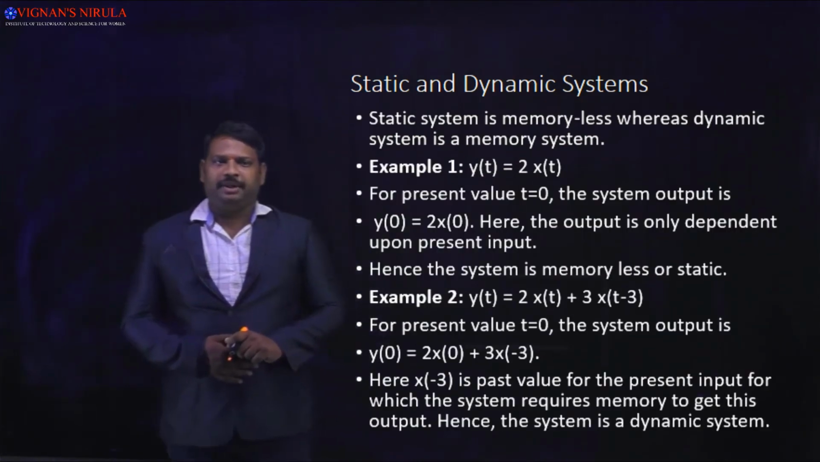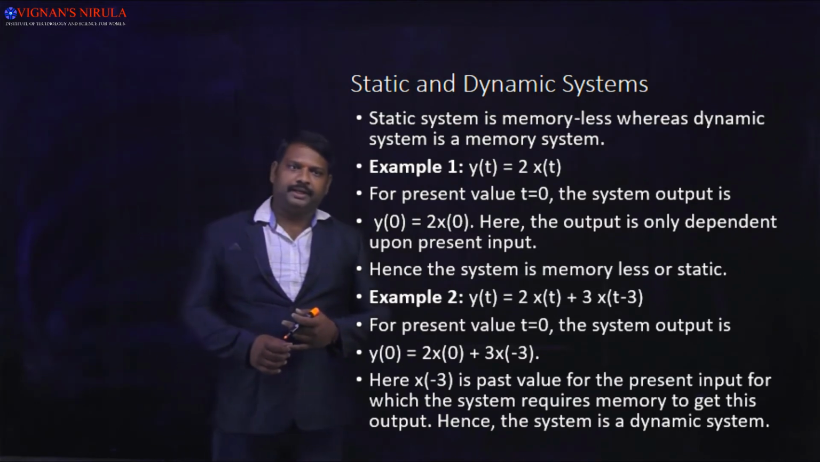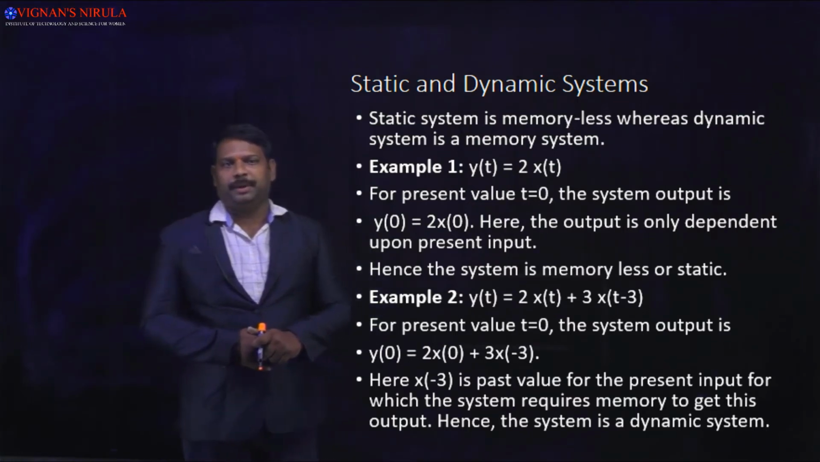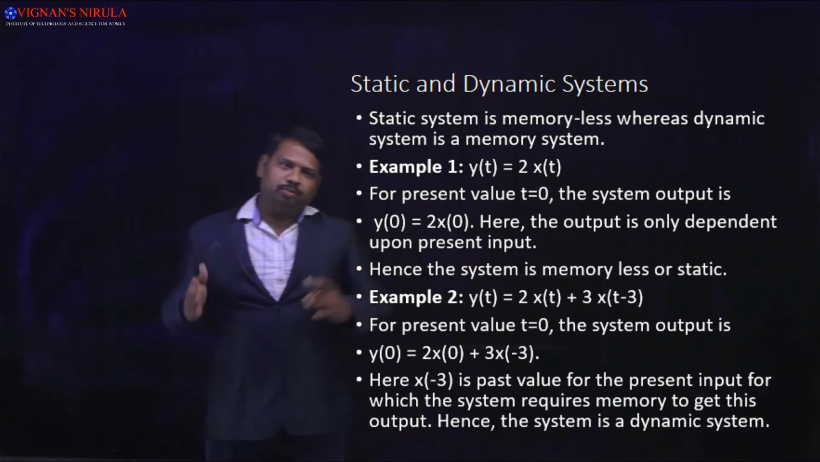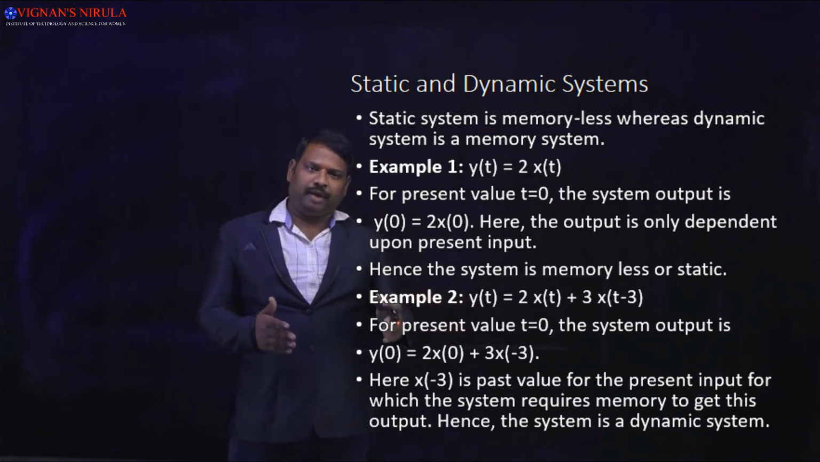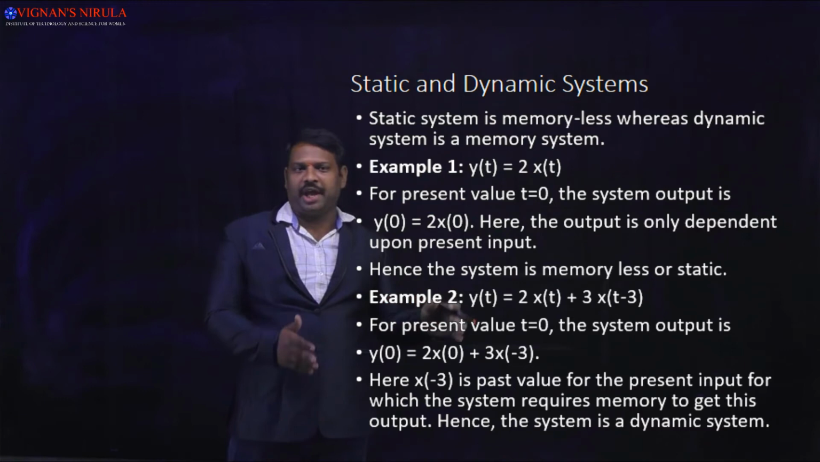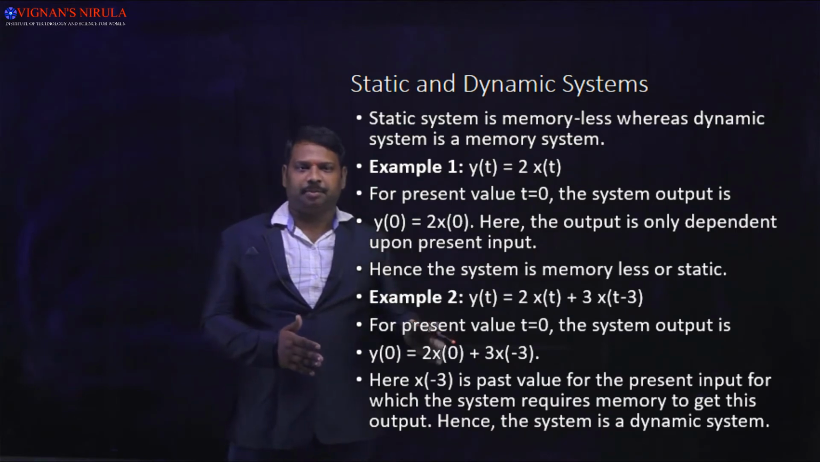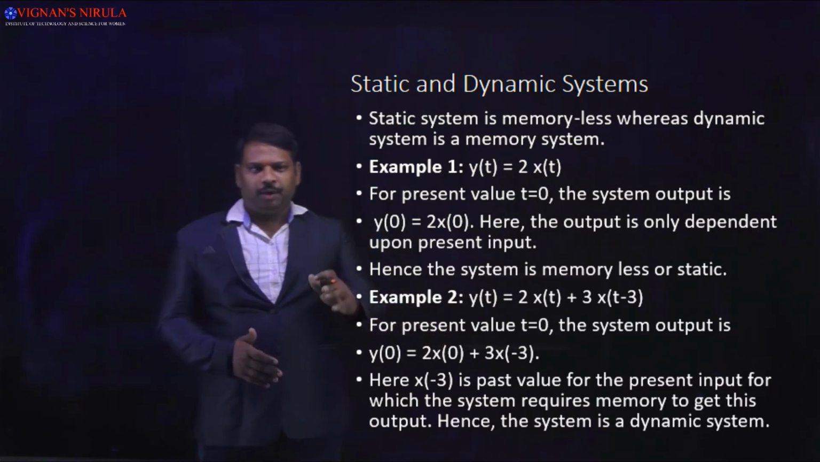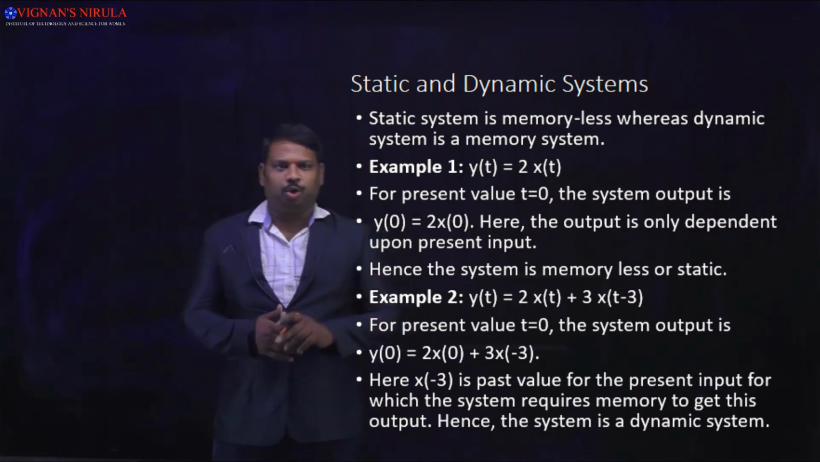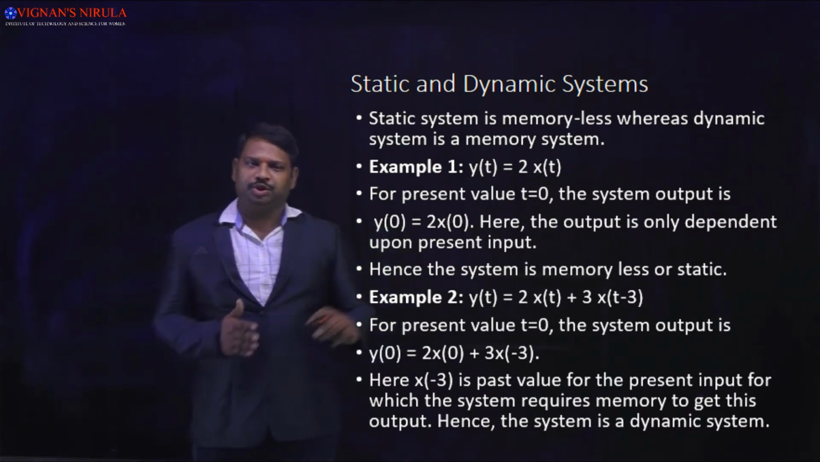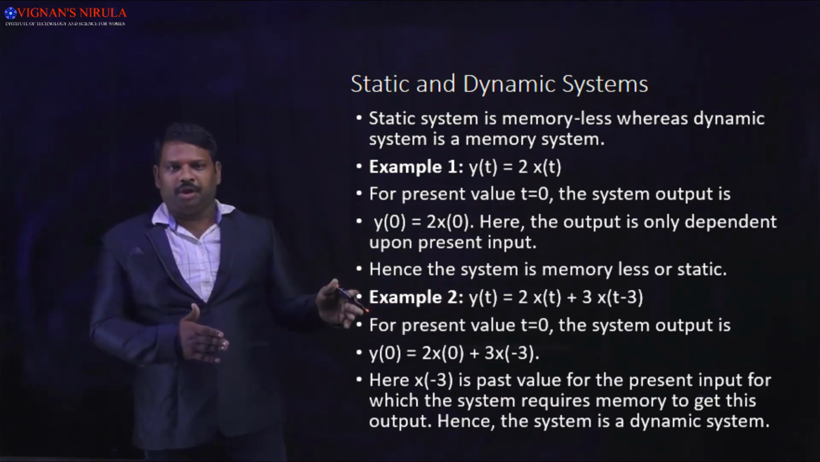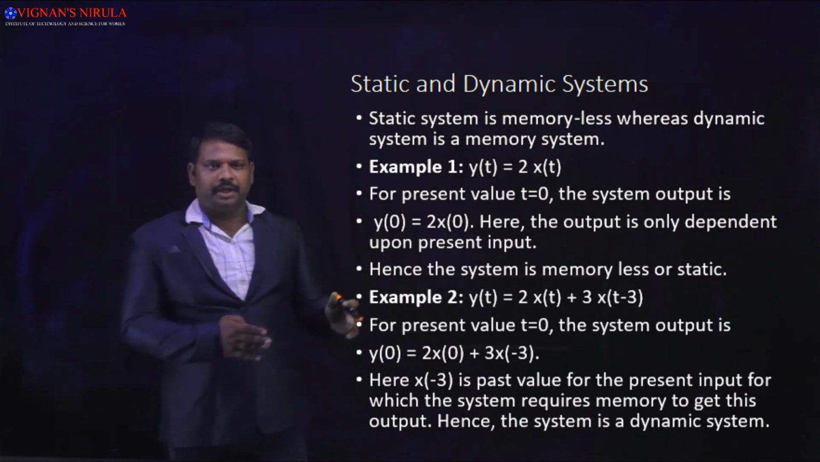Next are the static and dynamic systems. Static systems are memoryless systems, whereas dynamic systems are memory systems. When the output requires a memory to store its values, it's called a memory system, which is a dynamic system. Where it does not require any memory, it's called a static system. For example, y of t is equal to 2 into x of t. For calculating the present value at t equal to 0, the system output is y of 0 equal to 2 into x of 0, and the output depends only upon the present input. Therefore, the system is said to be memoryless or static.